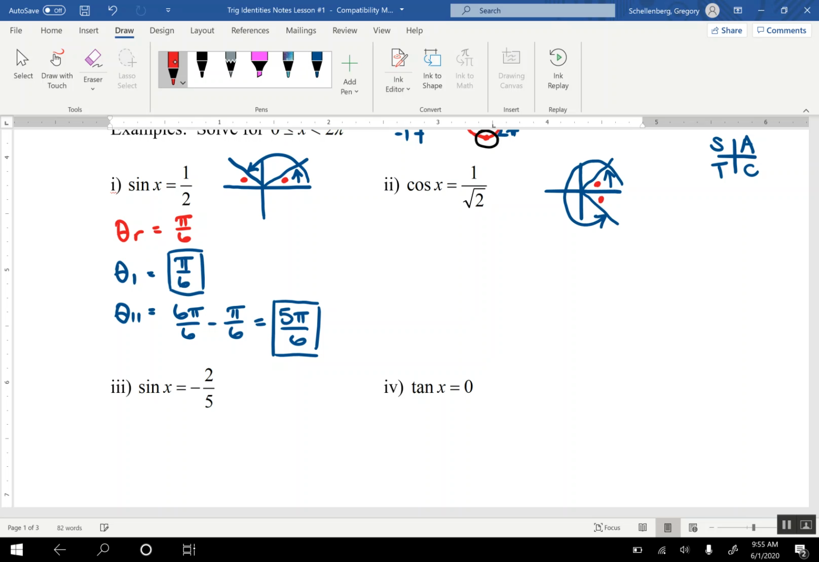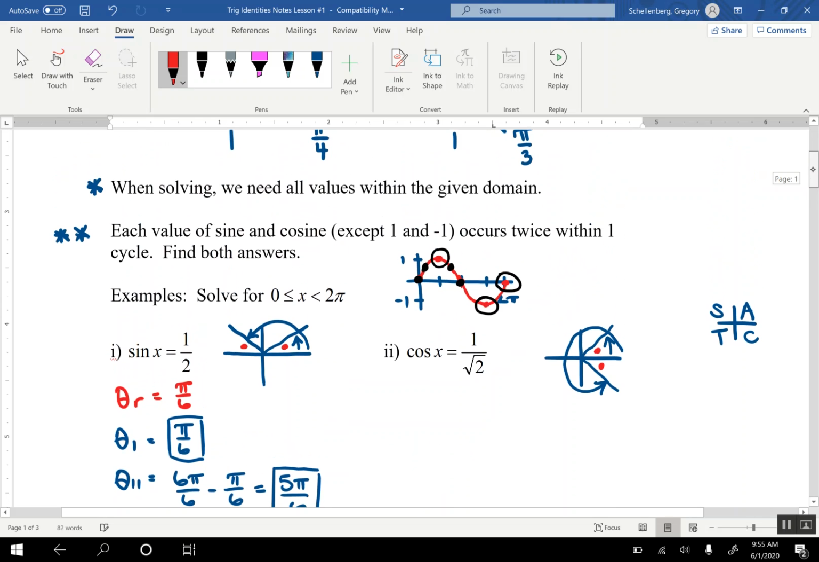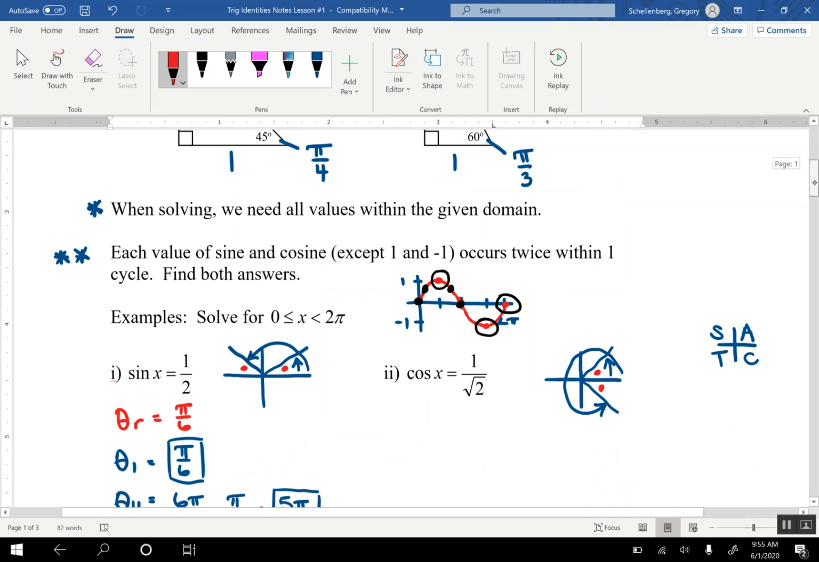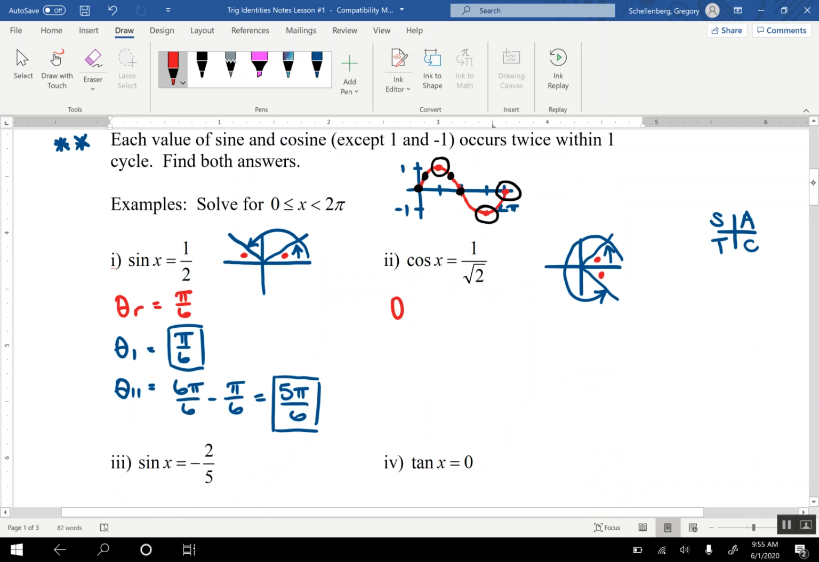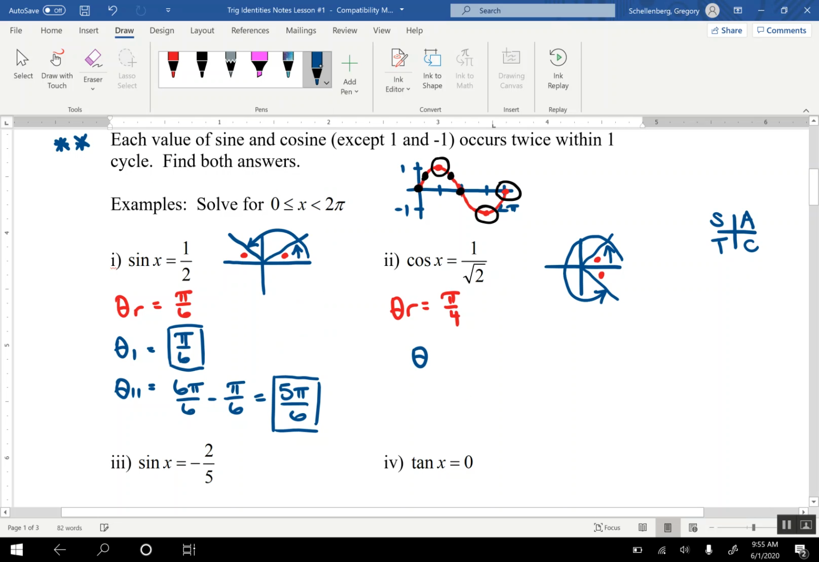So those two red dots represent the reference angle. Now, cosine is the ratio of the adjacent side length divided by the hypotenuse side length. So we're going to look for that adjacent 1, hypotenuse root 2. We have a reference angle of pi over 4. So I'll just jot that down. That is theta r. And we're going to use the reference angle to find theta 1 and theta 4.